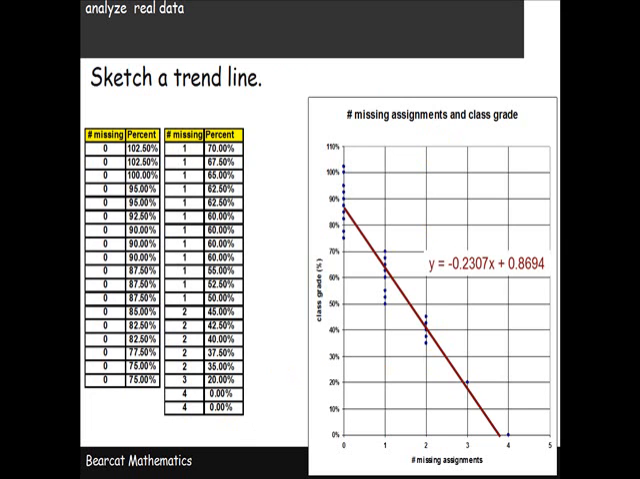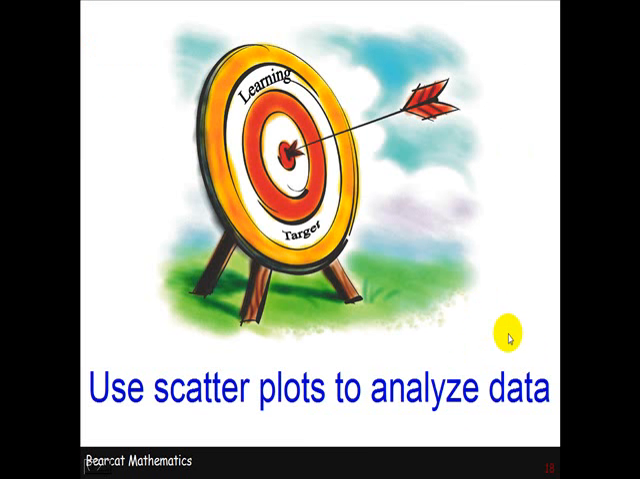If you let Excel go ahead and run the equation of that line, you get y equals negative 0.2307x plus 0.8694. That tells us basically that for every missing assignment, your grade is going to go down 0.25%, is the way this is working. Or no, that's not what that says. That's 23%. Your grade goes down 23% for every missing assignment, at least this early in that semester that we were looking at. That's our lesson.